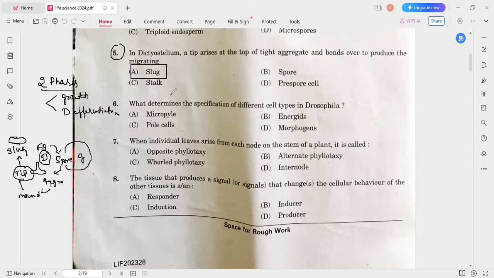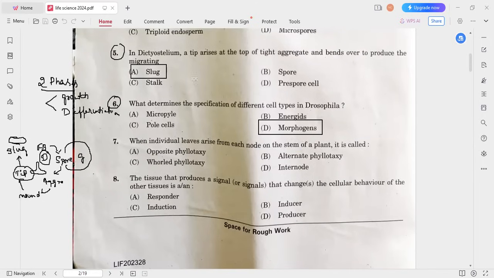Okay, so now the 6th question. What determines the specification of different cell types in Drosophila? Here some signaling factors can direct the cell fate and tissue development. That signaling factor we call morphogens. So morphogens is the correct answer for question number 6.